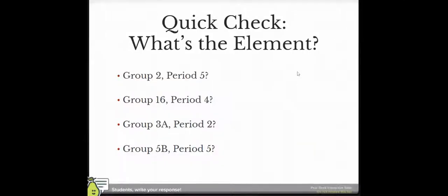So let's just do a quick check. Everyone should have a periodic table pulled up. We'll do this in about a minute and 30 seconds. Take some time looking at your periodic table and tell me what element is found in each group and period.